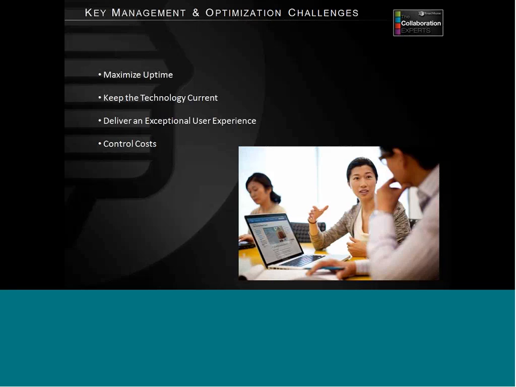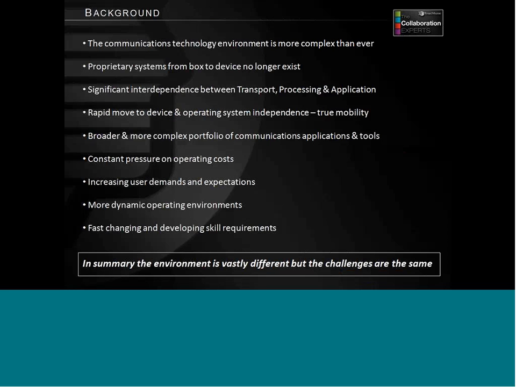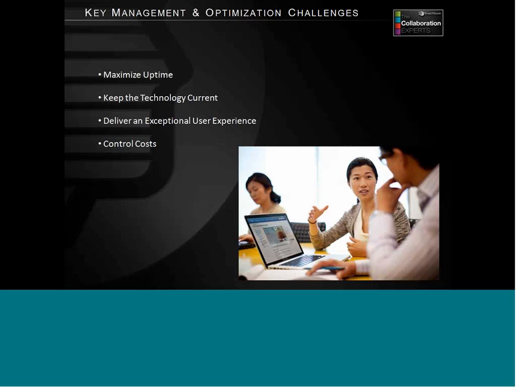And then the fourth one, which I mentioned earlier, is controlling costs. So with all of these very significant challenges based on the background that I talked about, and the fact that the challenges are the same, we think there's scope for companies to look quite closely at how they are managing and optimizing the technology that they have invested in.